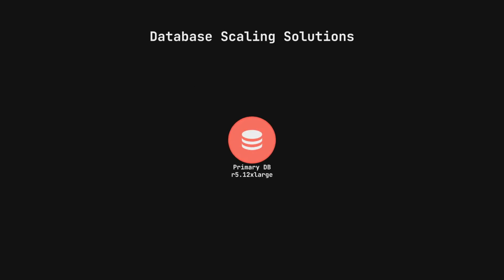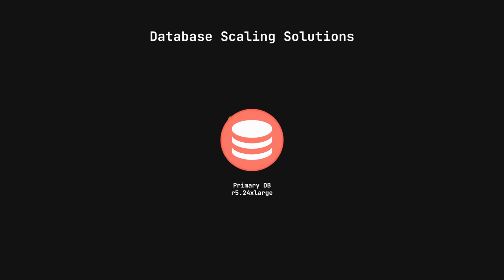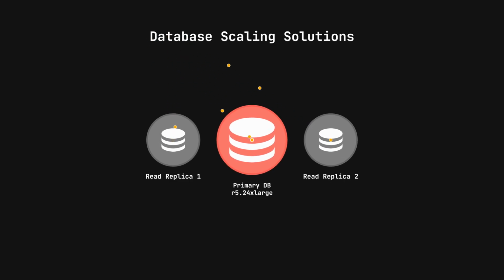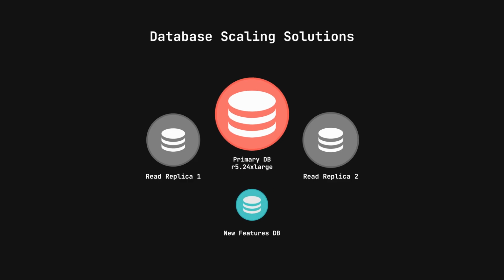So they first upgraded their database to the largest instance available on AWS to maximize CPU utilization. They then created multiple read replicas to offload read queries from the primary database. And any new feature that was to be introduced would need to have a new database.